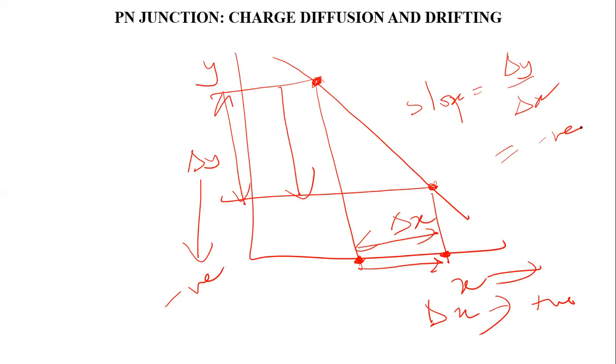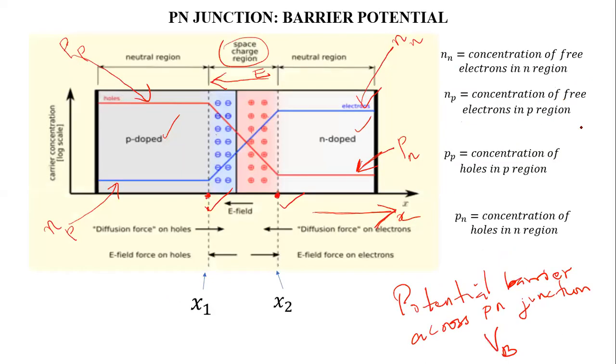Okay, so just like that, here we are talking about dn upon dx. If you increase dx along the x-axis, the dn value is also increasing. So dn upon dx is positive. The concentration gradient is positive in our picture here.